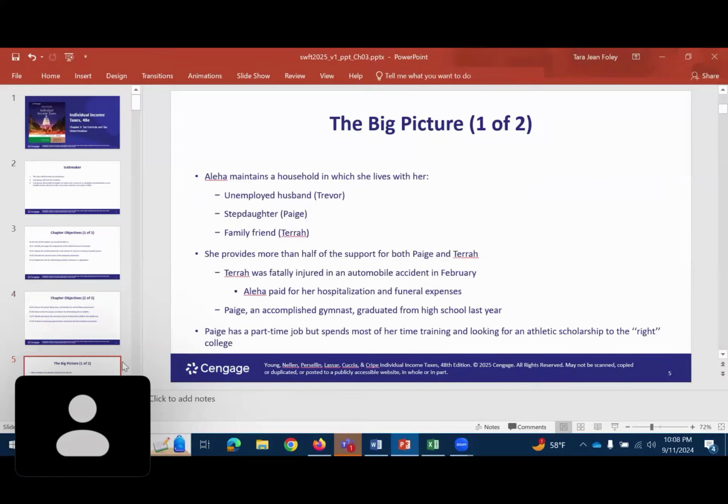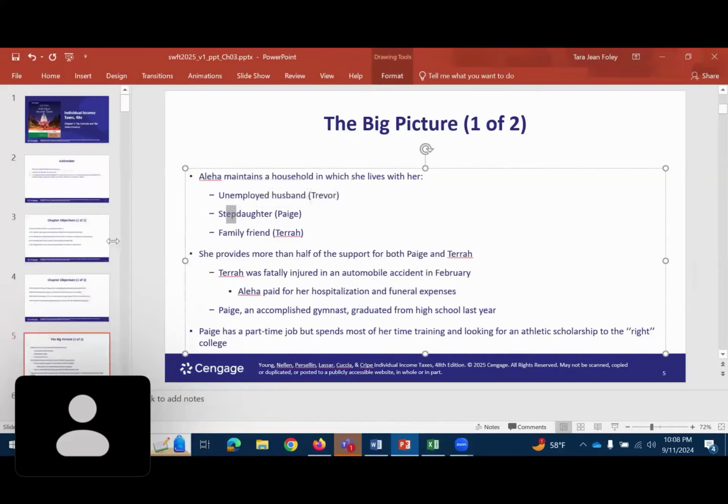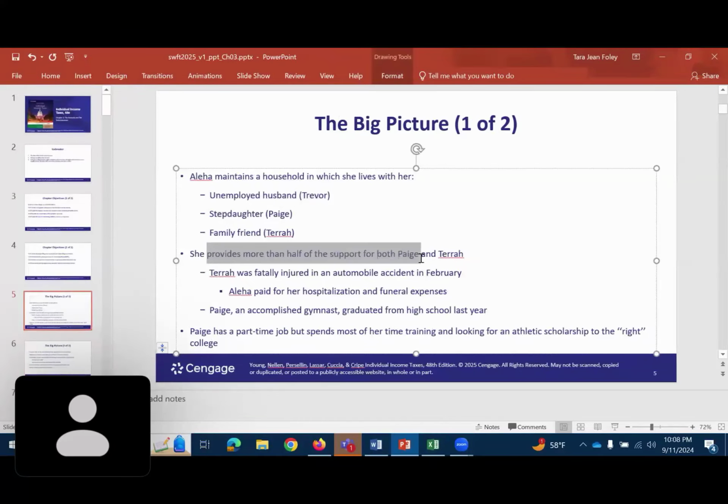you pretend that this is somebody sitting across the table from you and they're your client, right? So Aaliyah has a household in which she lives with her unemployed husband, Trevor, her stepdaughter, Paige, her family friend, Tara. She provides more than half of the support for both Paige and Tara. Tara, her friend, was fatally injured in an automobile accident in February. Aaliyah paid for the hospitalization and funeral expenses.